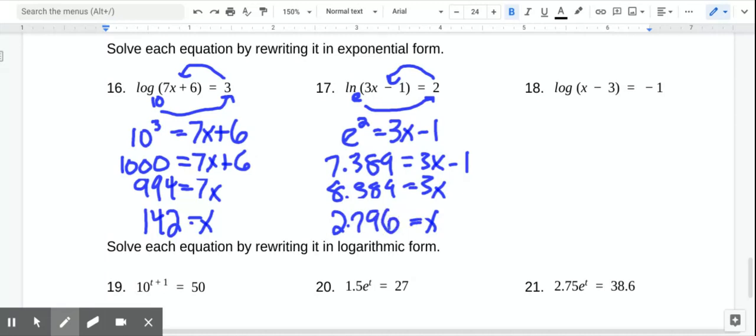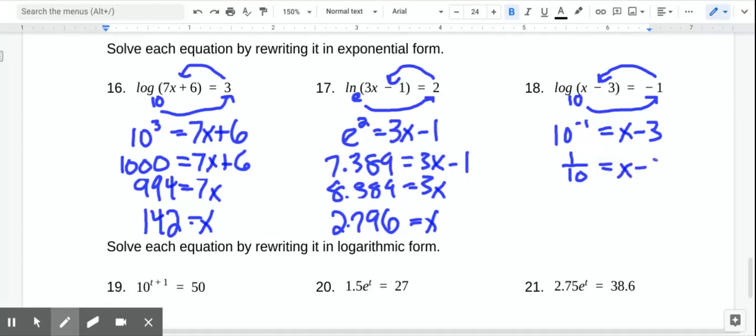All right, number 18. Again, we have log of x minus 3 equals negative 1. We want to get rid of that log, so we're going to rewrite it as an exponent. This is a common log, so base 10. So 10 to the negative 1 power equals x minus 3. Now, the way we get rid of negative exponents is we put them underneath. So this is 1/10. And then I'm just going to add 3 to both sides. So my answer is 3 and 1/10, or 3.1 if you prefer.